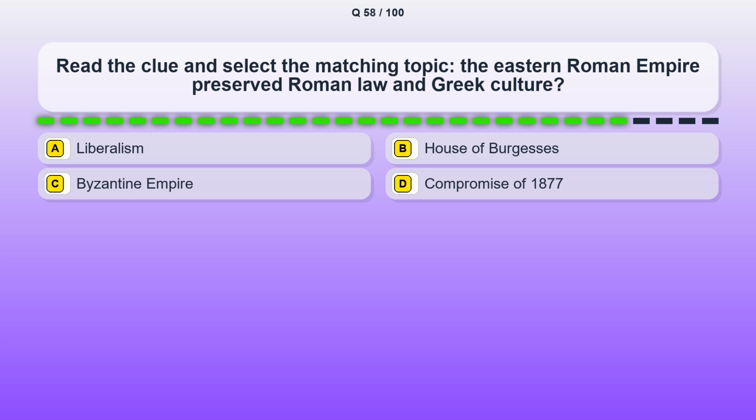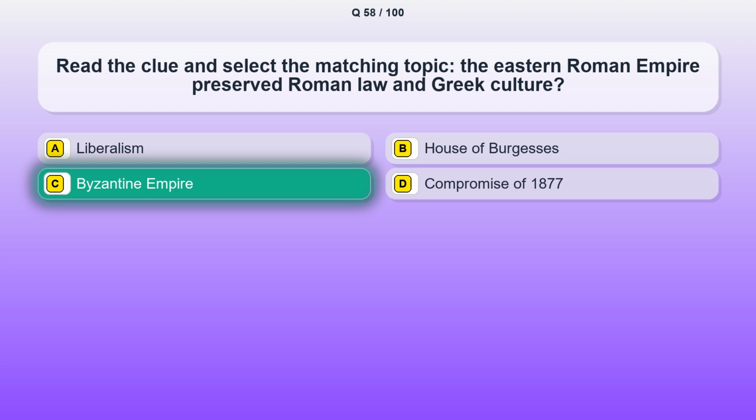Question 58. Read the clue and select the matching topic. The Eastern Roman Empire preserved Roman law and Greek culture. Option A, liberalism. Option B, House of Burgesses. Option C, Byzantine Empire. Option D, Compromise of 1877.